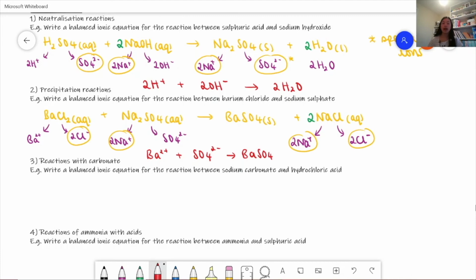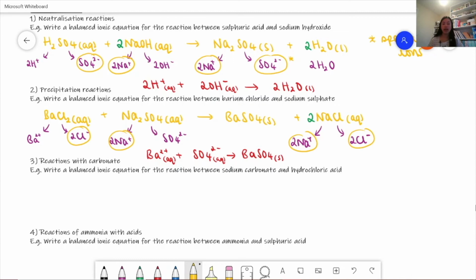And of course, these two will be aqueous, and this will be a solid. And for the first example, the H plus and the OH minus are both aqueous, and then the water is a liquid. So now looking at the third example, we're going to look at some reactions with carbonates.